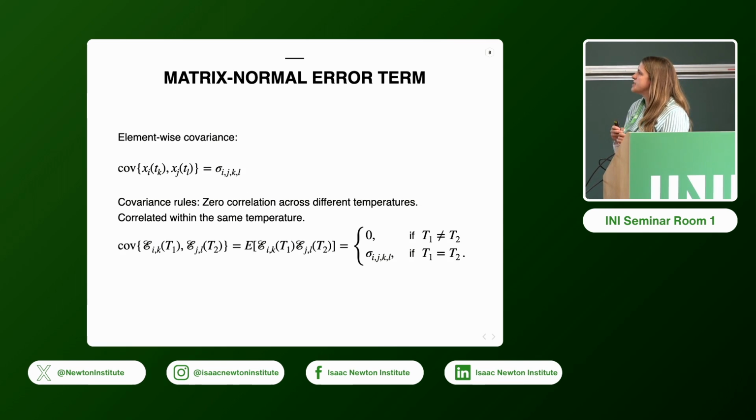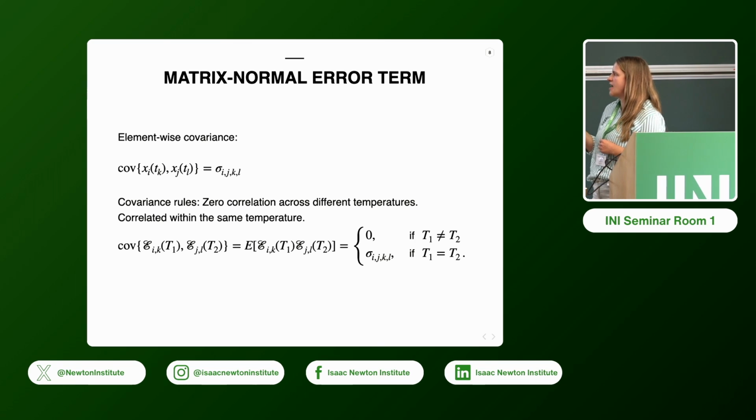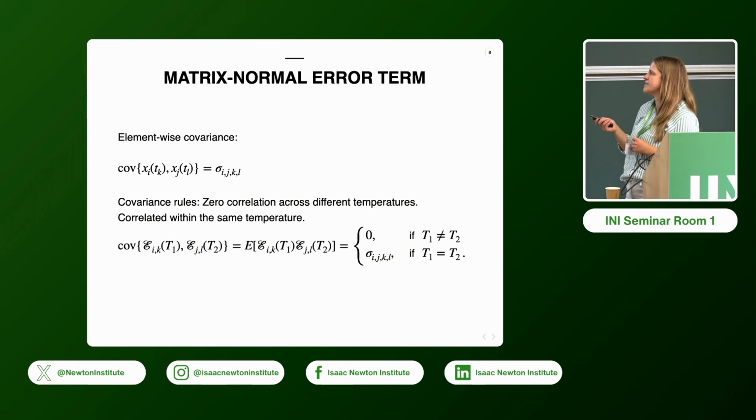I also want the covariance to be only present when it's the same experiment. So if I'm looking at a covariance between concentration I at time tk and concentration J at time tl, that exists, but only if the temperature is the same. If it's a different experiment under different temperatures, there's no correlation between those data points.